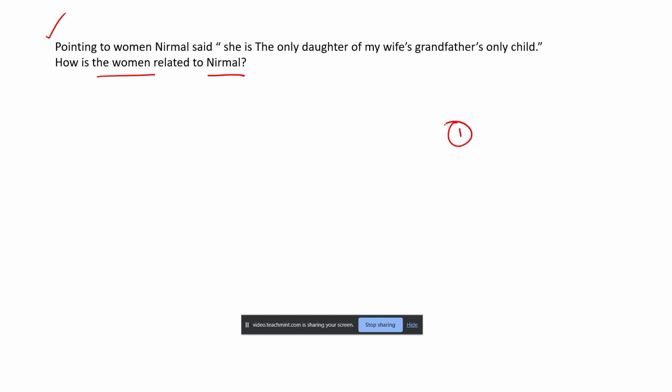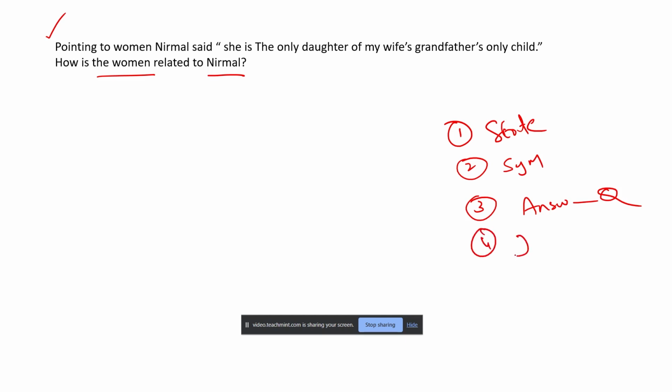So these are the 4 different models. First one, he is going to say statements. Second one, he is going to use symbols. Third one, he will give you the answer and you need to find out the question. Fourth one is indirect statements, which are mentioned in the above problem. We are going to solve these 4 models in today's class.